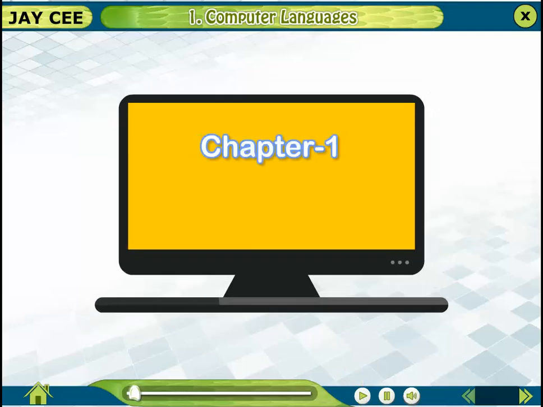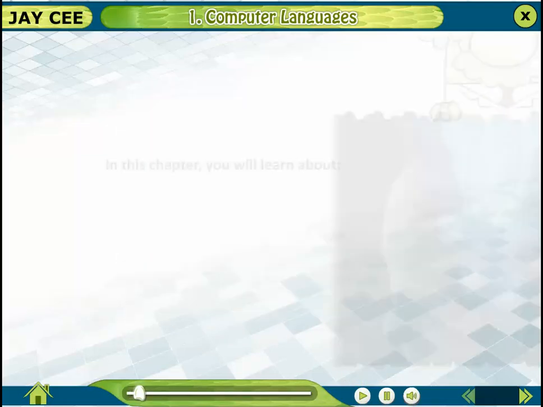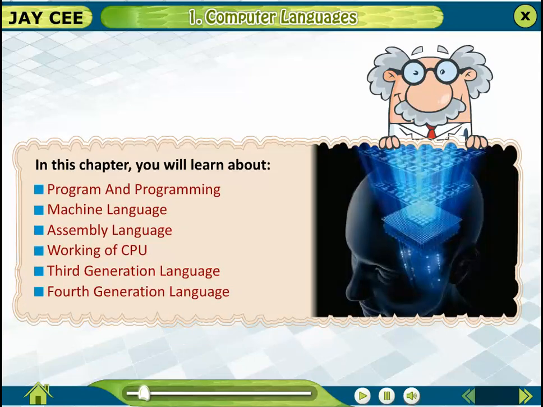Chapter 1. Computer Languages. In this chapter, you will learn about program and programming, machine language, assembly language, working of CPU, third generation language, fourth generation language.